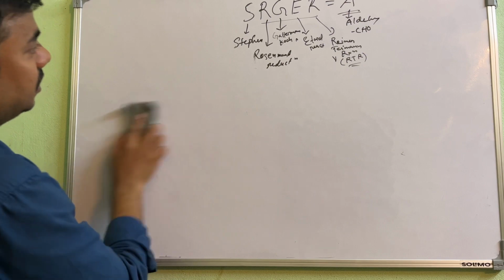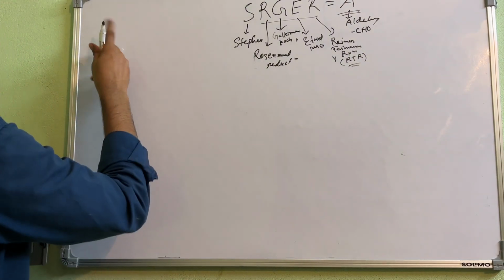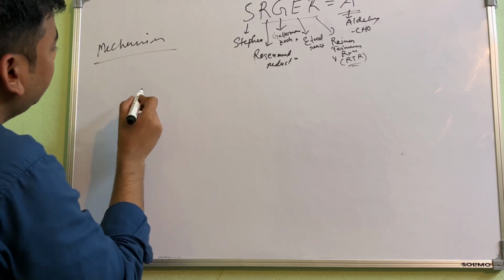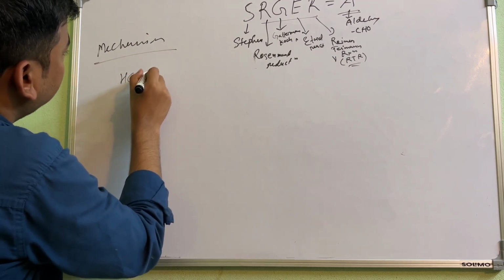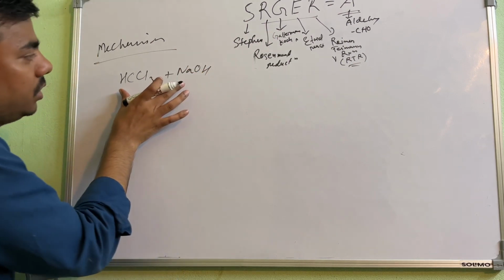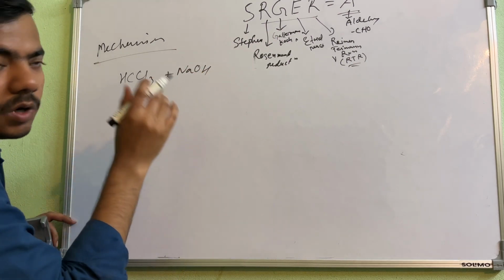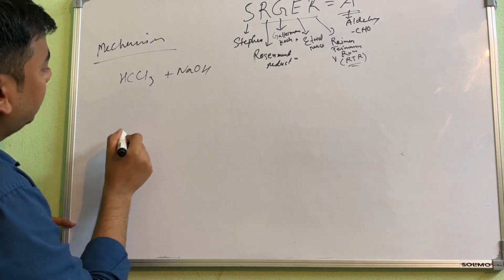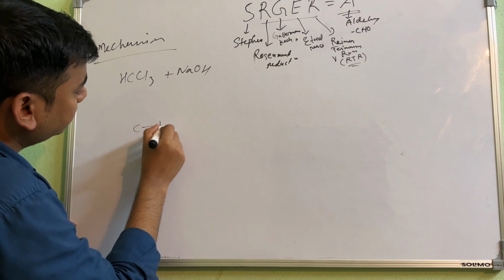So let's start the mechanism of the Reimer-Tiemann reaction. Initially, in the first step, CHCl3 plus NaOH. Here the reaction will happen between these two, and an intermediate will be produced. One carbene is going to be produced, which is very much important. That is also an electrophile. All these things I am going to tell you.